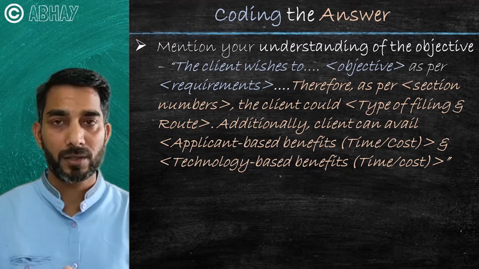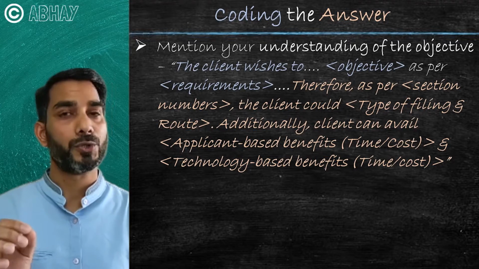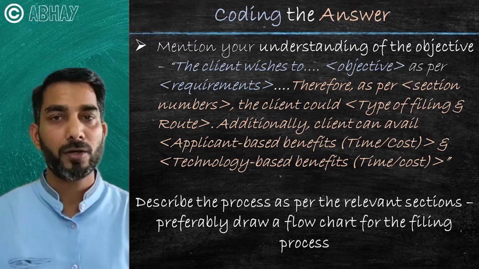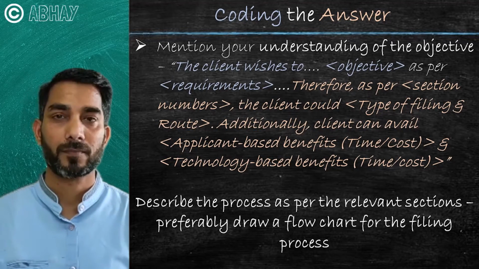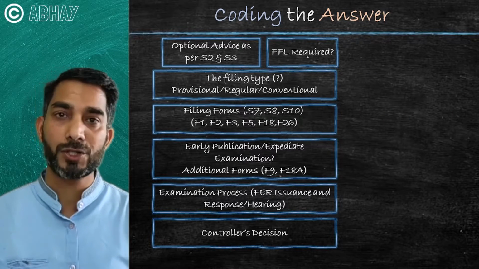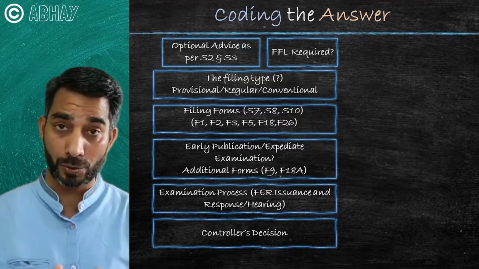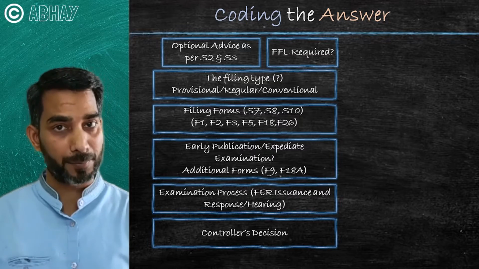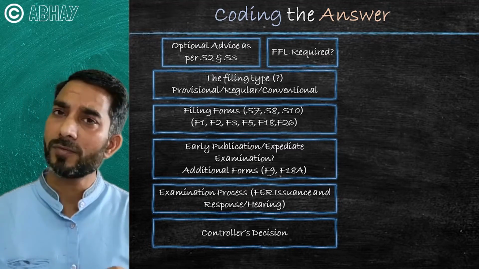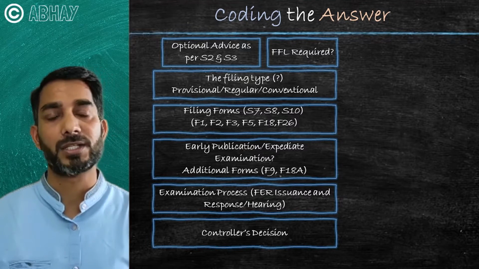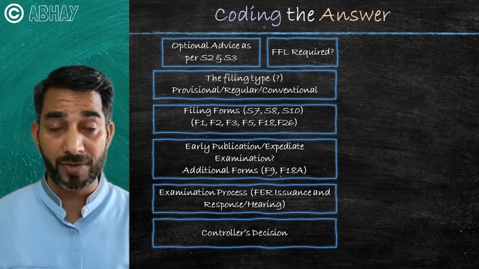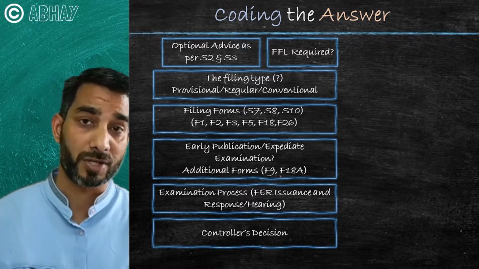Now at this stage, as you have identified the sections, you should go ahead and describe the entire process. Preferably draw a flow chart. Now here is one flow chart. At this stage, I would urge you to draw a flow chart on your own, describing the entire process of filing along with the filing forms and the timelines of the associated activities such as publication, examination, response to the FER that are issued, and the decision of the controller.